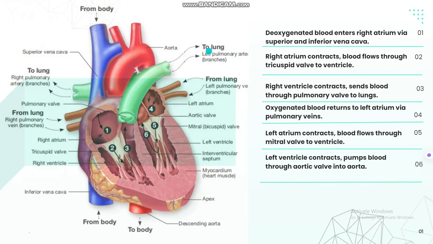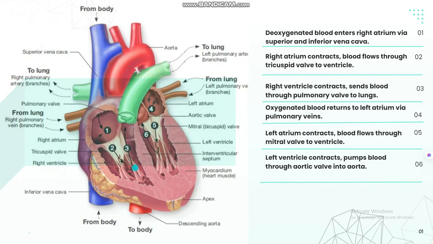Inside the lungs, the transfer of gases takes place. Gas exchange occurs where oxygen enters the blood and carbon dioxide leaves. Now our deoxygenated blood gets converted into oxygenated blood, and from the lungs the oxygenated blood enters via the pulmonary veins. So these are the pulmonary arteries, and this is the left pulmonary vein. This is the right pulmonary vein, and this is the right pulmonary artery.